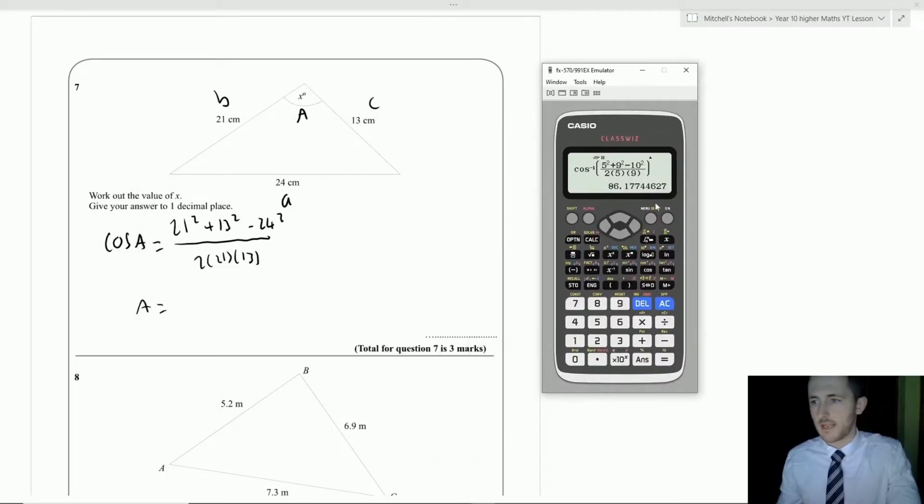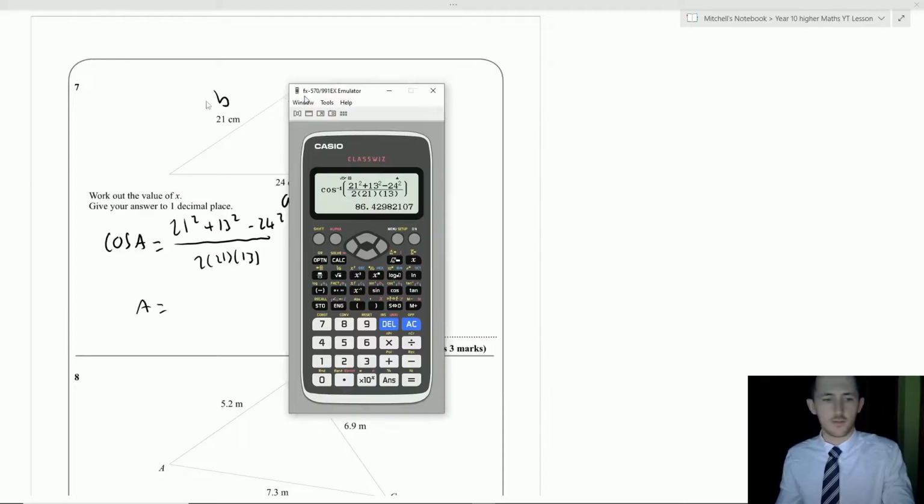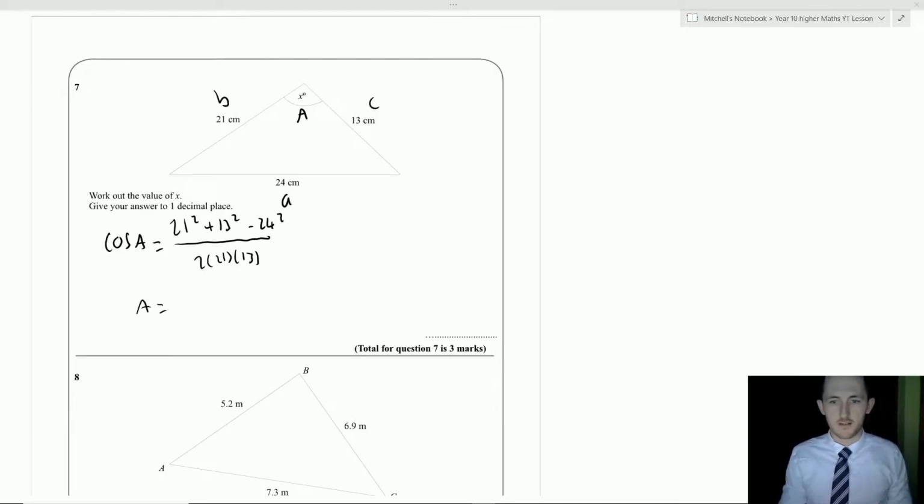Another tip is to go through and just change the numbers like this. So that'd be 21. Of course, that would be 13. This one is 24. Down. 13. Whoops. And 21. That looks correct. Perfect. And it says to 1 decimal place, 86.4 degrees. 3 marks.